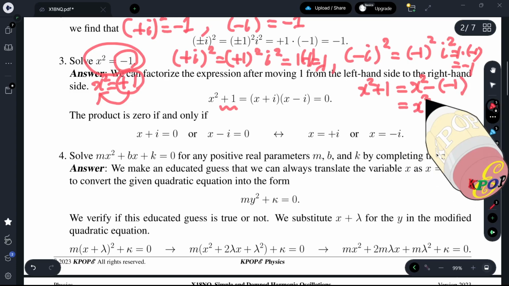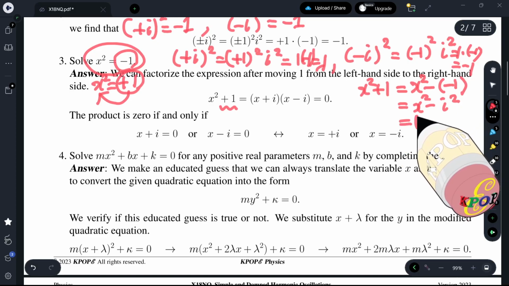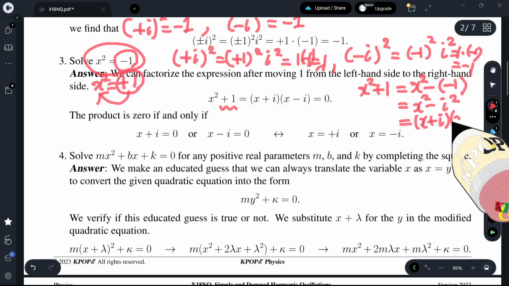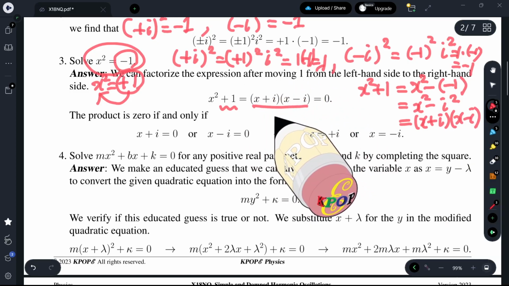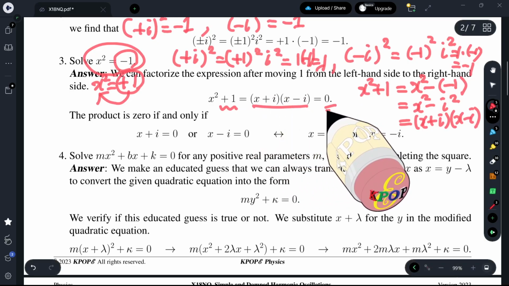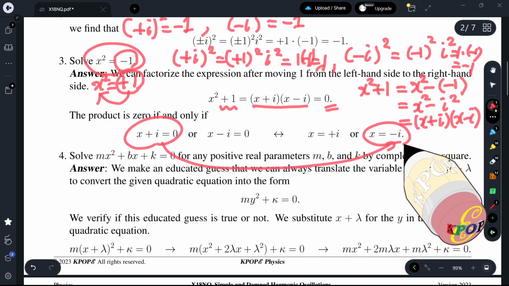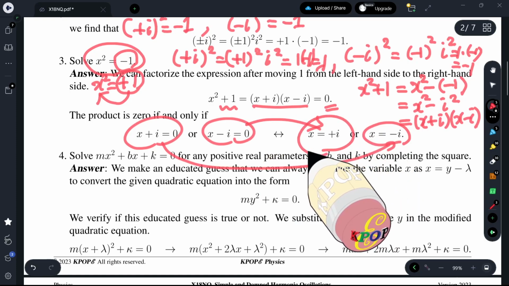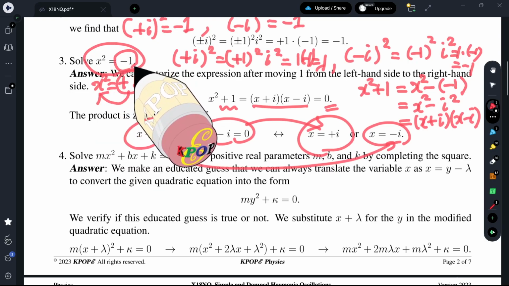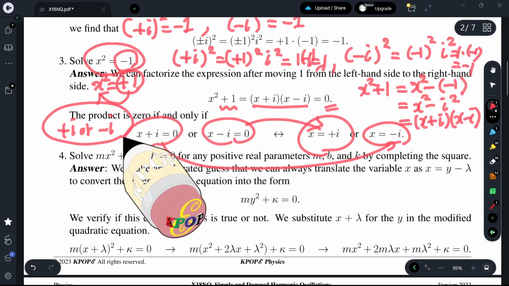We know minus 1 is i squared, so x squared plus 1 equals x squared minus i squared. We use the factorized form (x plus i)(x minus i). Therefore, we arrive at the factorized form, and the product should be 0. As a result, this one gives the value x equals minus i, and this one gives x equals plus i. So the solution of x squared equals minus 1 is either plus i or minus i.